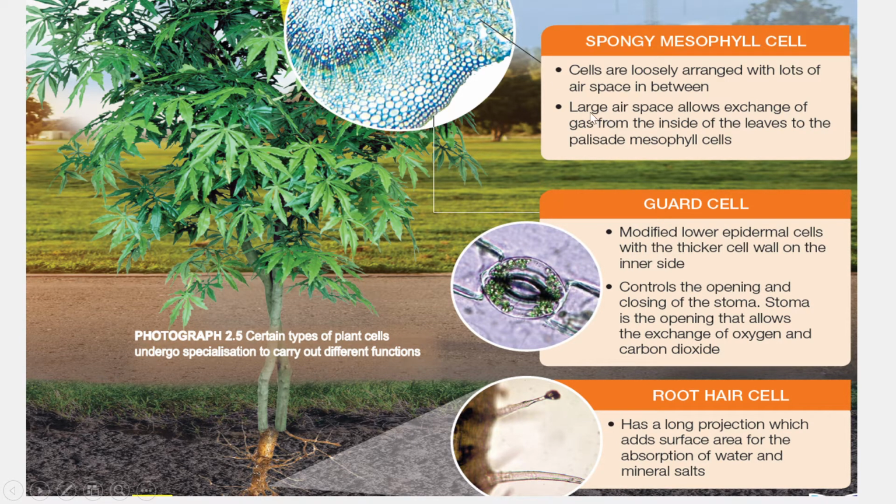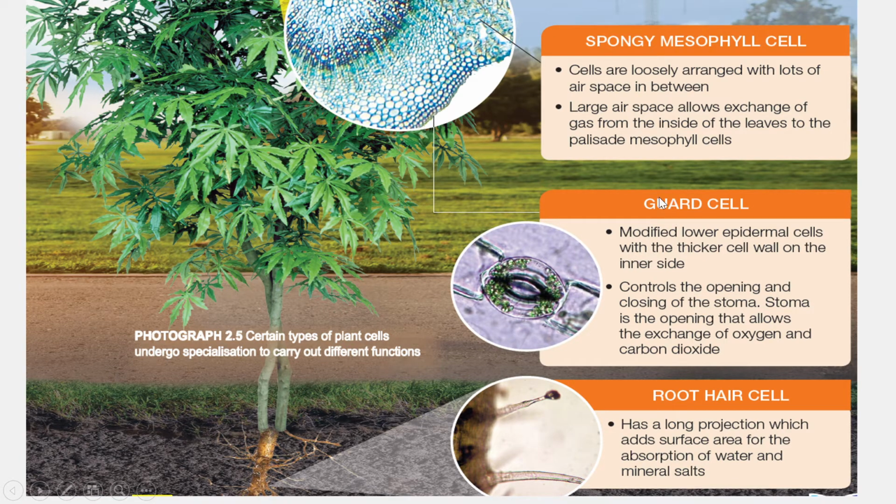So, these cells would like to have all these large air spaces to allow exchange of gases from within the leaves to the palisade mesophyll cells. Exchange of gases. Gases for photosynthesis, gases for respiration.